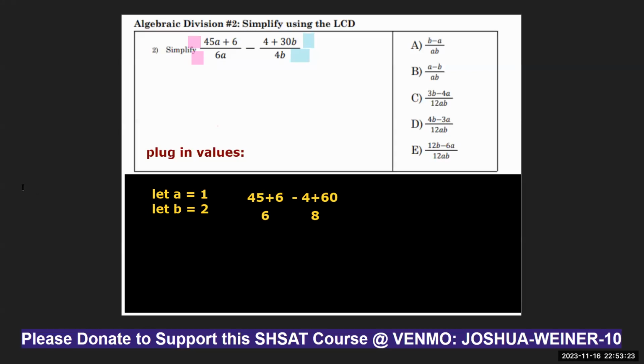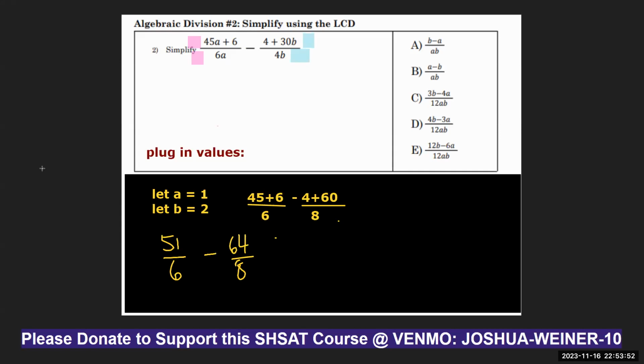Let's write this out first. So now we have 45 plus 6, which is 51. And we have 64 over 8. So now let's draw it. So we have 51 upon 6 minus 64 upon 8.